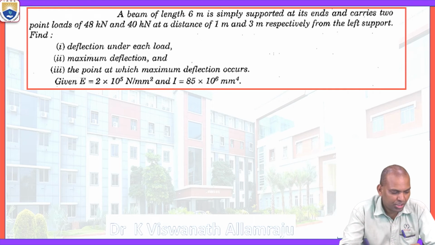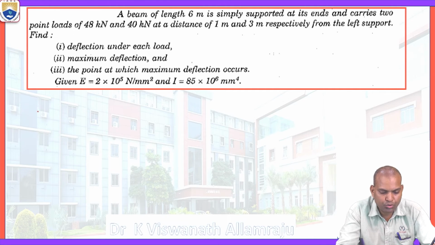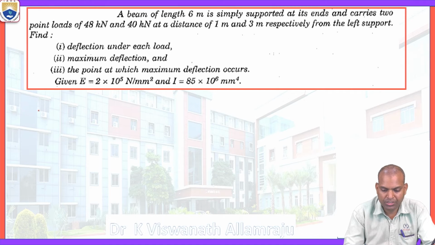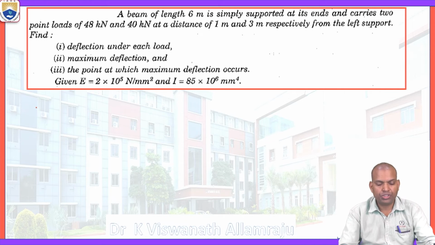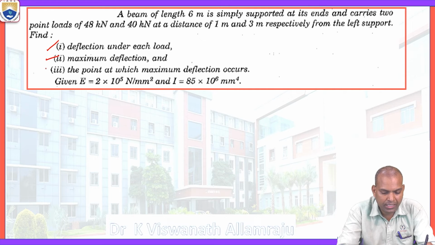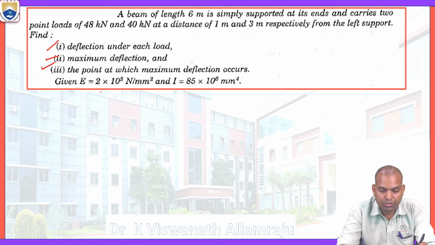Now coming to the next problem. A beam of length 6 meters is simply supported at its ends and carries 2 point loads, 48 kilonewtons and 40 kilonewtons, at a distance of 1 meter and 3 meters respectively from the left support. Find the deflection under each load, the maximum deflection, and also the point at which maximum deflection occurs. Here the modulus of elasticity E equals 2 times 10 power 5 Newton per square millimeter, and I equals 85 times 10 power 6 millimeter to the power 4.